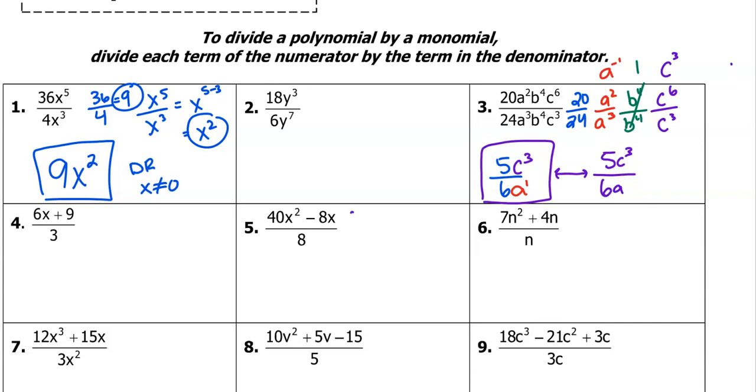Okay, so we can have 40x squared over 8, and we have negative 8x over 8. It is divisible by 8, yep. So what is 40 over 8? 5. And the x squared just stays, right? So that first piece becomes 5x squared. All right, how about negative 8x over 8? Negative 1x. There we go.